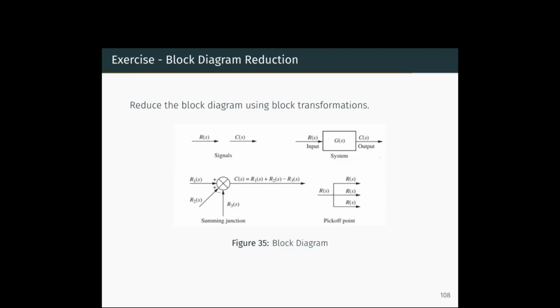Now, the first reduction is summing junction. So summing junction is nothing but you will have a summer and you will have inputs R1, R2 and R3. So here it is plus R1, plus R2, minus R3. So this is the output. C of S is equal to R1 plus R2 minus R3. So that is the function of a summing junction.